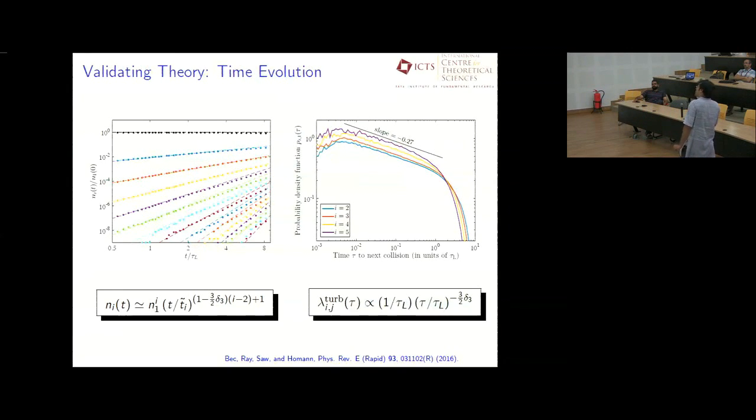Okay, so there are 2 things. One, of course, it's good news that at least our short time asymptotics seem to work well. The agreement isn't bad, especially when you look at the PDF slopes. The agreement is pretty good. 0.27 is the theoretical prediction.